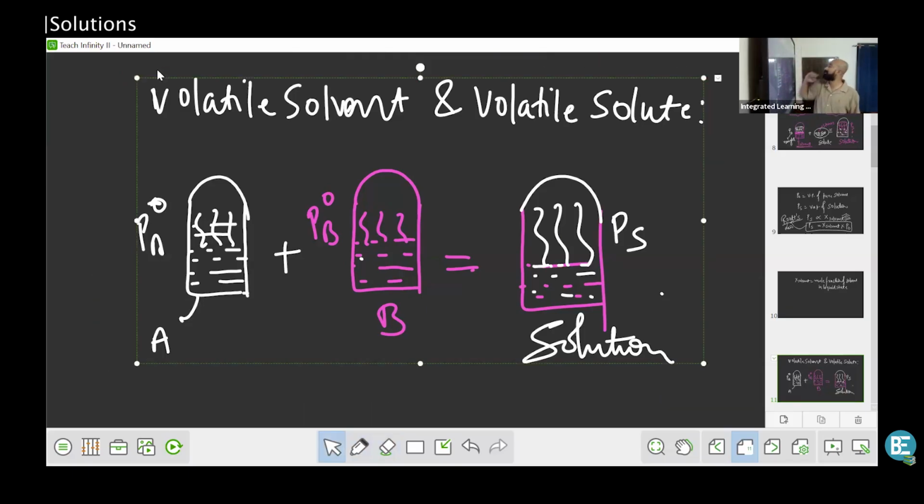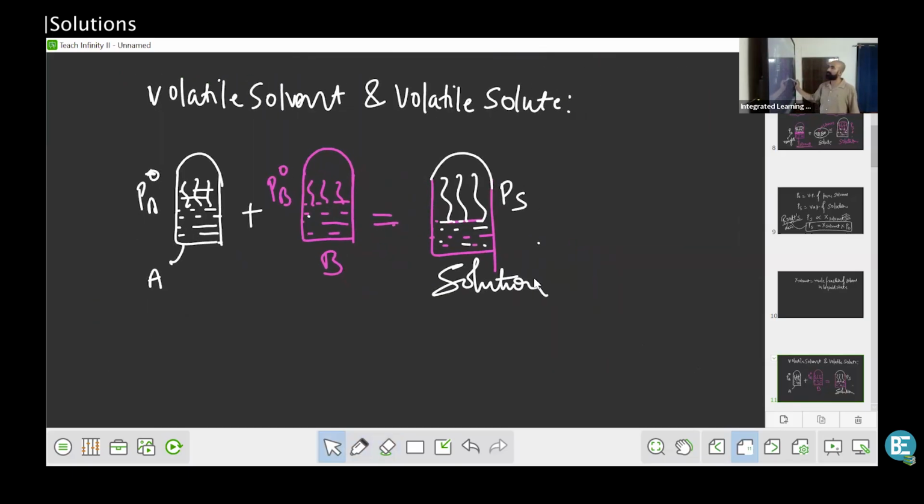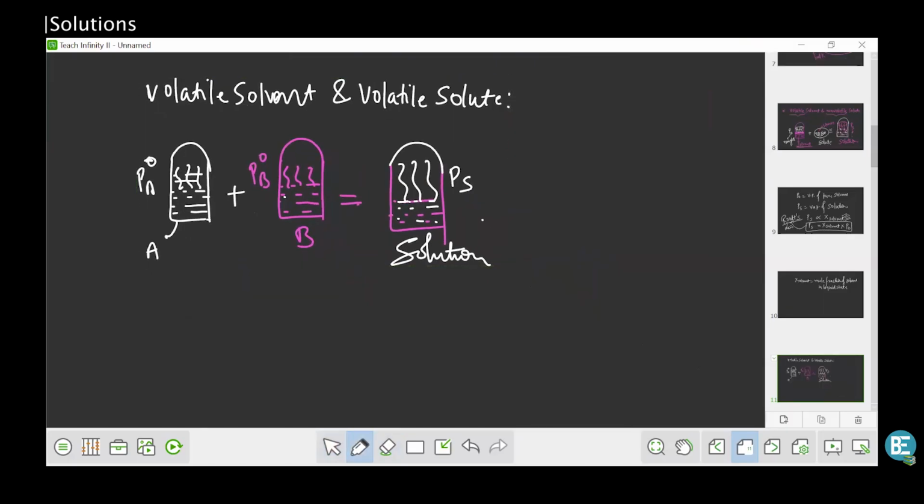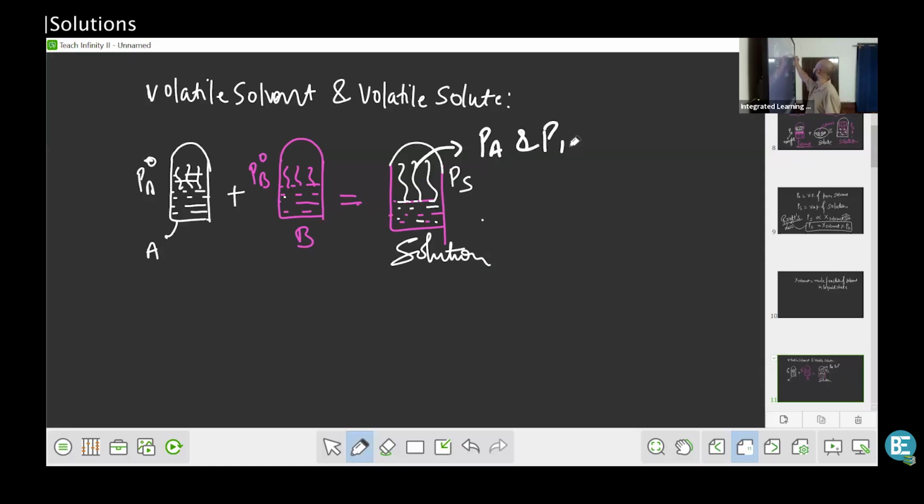Can anyone guess? PA plus PB. Yeah. So PS will be C. Now, here there are two portions A and B. Pay attention very closely. There are two portions PA and PB. Now, according to the last one, can I write PA is equal to XA?